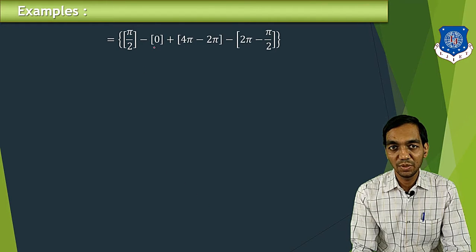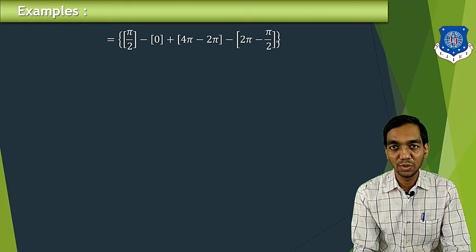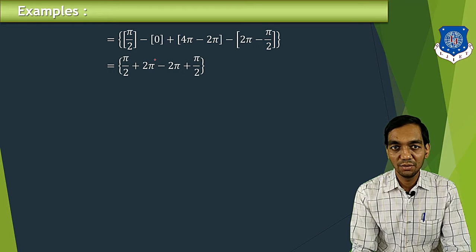That will give you pi by 2 minus 0 plus 4 pi minus 2 pi minus 2 pi plus pi by 2. If you simplify this, you will have pi by 2 plus 2 pi minus 2 pi plus pi by 2. That means minus 2 pi and plus 2 pi will cancel out and you will have the answer pi. So a0 has the value pi.